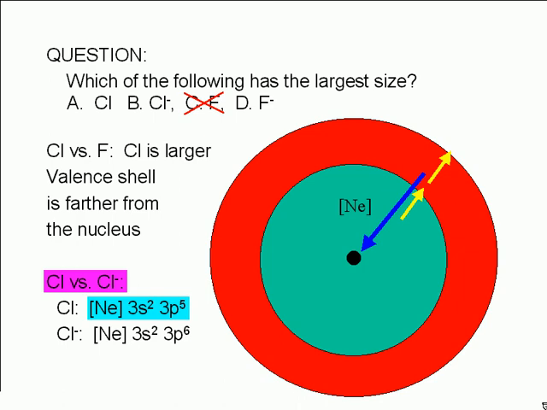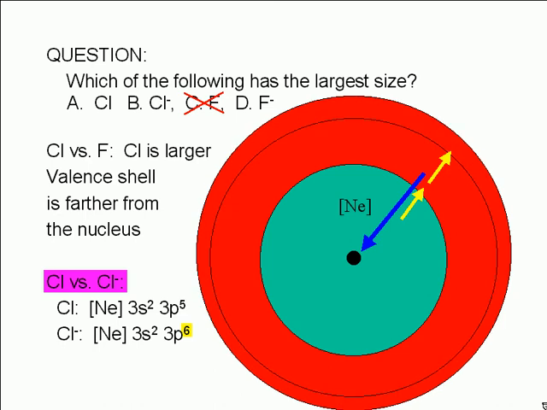Now let's look at the chloride ion. The electron configuration of chloride ion is neon core 3s2 3p6. We have one extra electron in the valence shell. The nucleus is the same. The core is also the same. But the additional electron in the valence shell increases repulsions among electrons in the valence shell. This makes the electrons spread out more, causing chloride ion to be larger than a chlorine atom. This means choice A, chlorine, is not the correct answer.